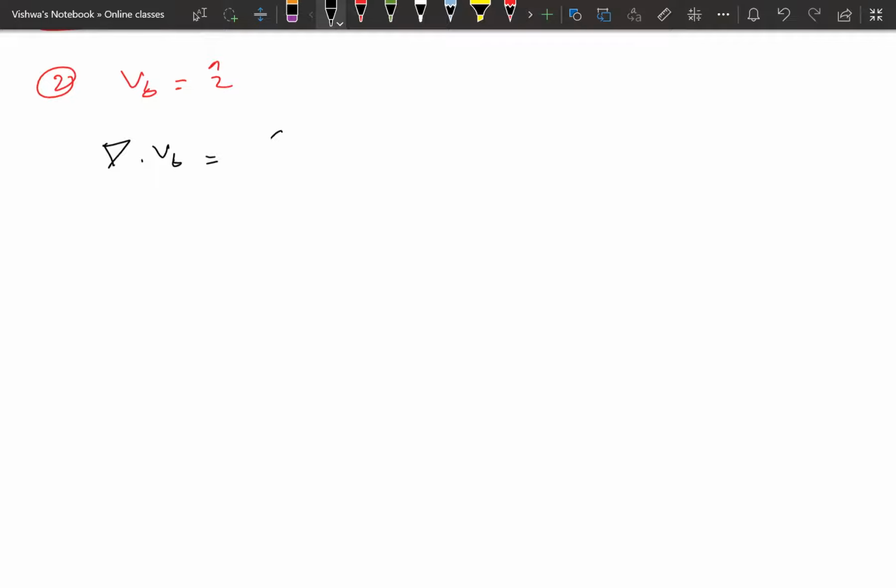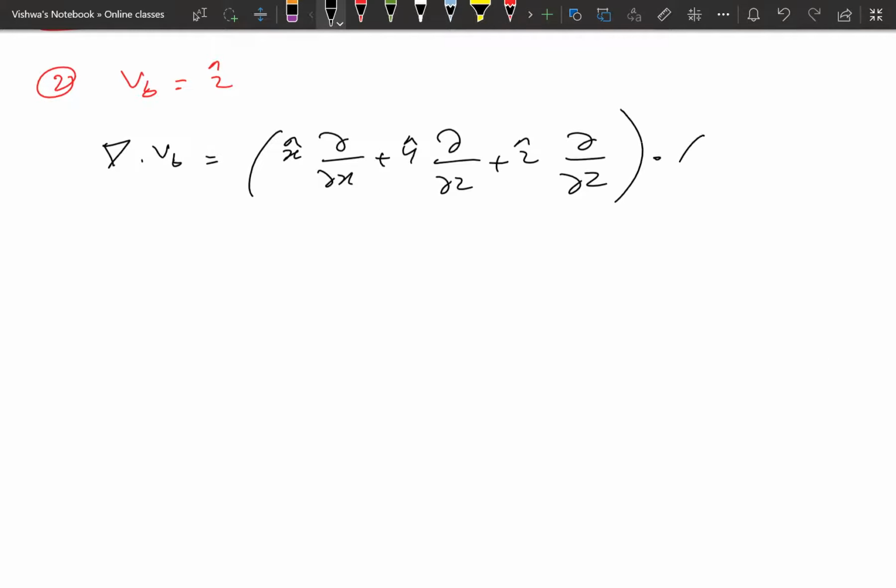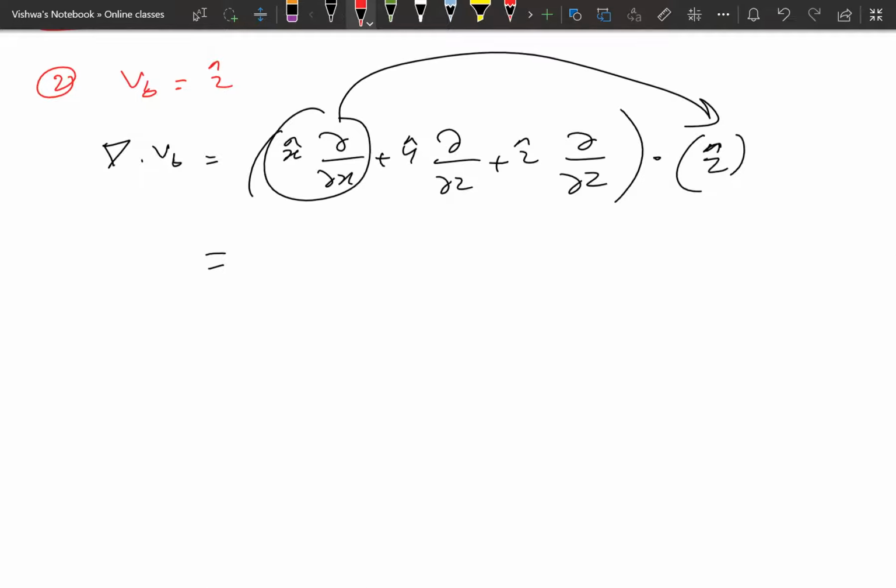Del is what? Del operator. x cap dou by dou x plus y cap dou by dou y plus z cap dou by dou z, and the vector dot z cap. We have to operate this one with vector. Then here there is no x terms. For that, this term vanishes, 0, and also here there is no y terms, so this is also 0.